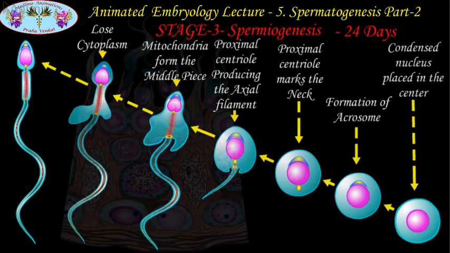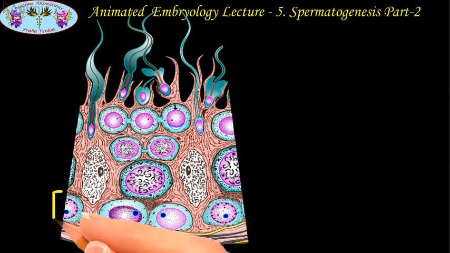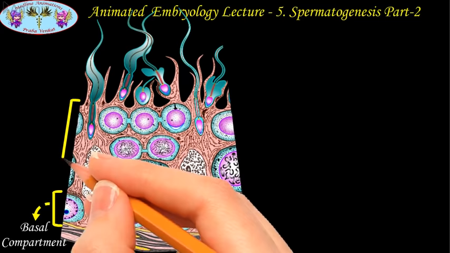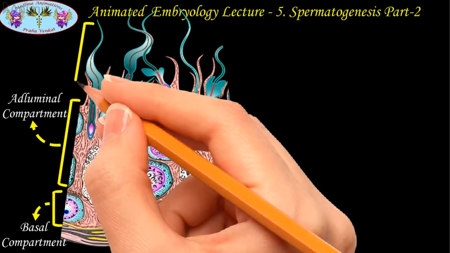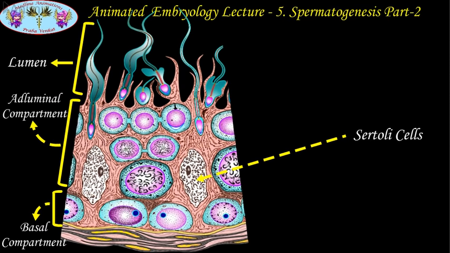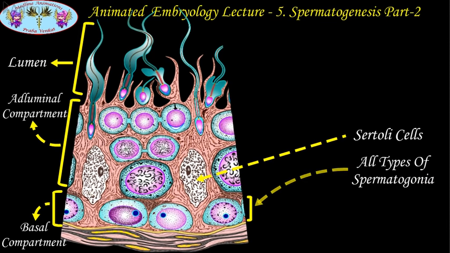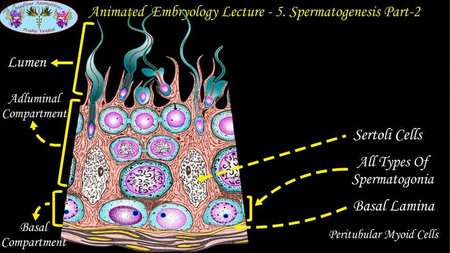On the screen, we can see a section of the seminiferous tubule with large Sertoli cells and cells in different stages of spermatogenesis in all the three compartments of the seminiferous tubules. Along with these Sertoli cells, we can appreciate the dark and pale type A and type B spermatogonia in the basal compartment of seminiferous tubule resting on the basement membrane. Outside the basement membrane, the tubules are lined by a few layers of peritubular myoid cells. They are involved in the contraction of seminiferous tubules during spermiation.